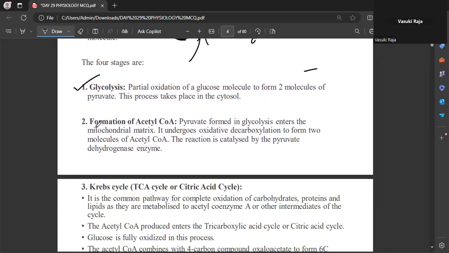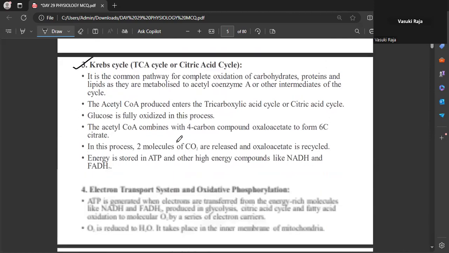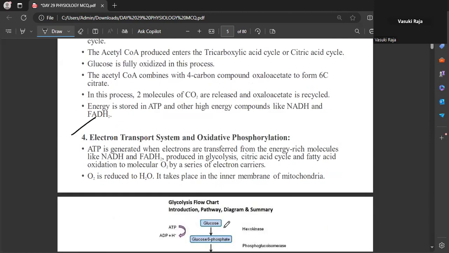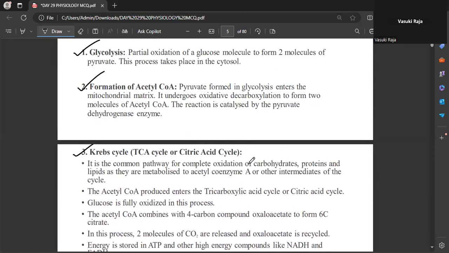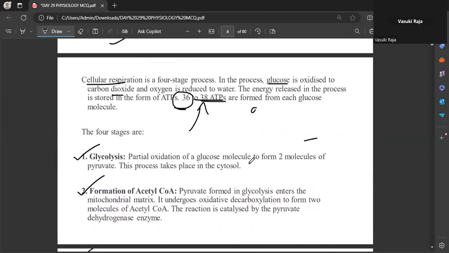One is glycolysis, the second one is pyruvate decarboxylation, the third one will be the Krebs cycle, and the fourth one will be the electron transport system and oxidative phosphorylation. When it completes these 4 stages, we are producing these 38 ATP molecules.